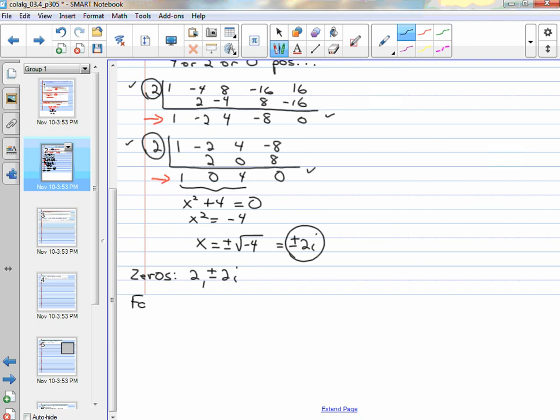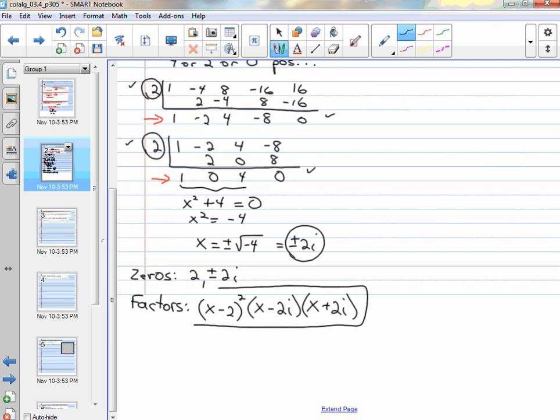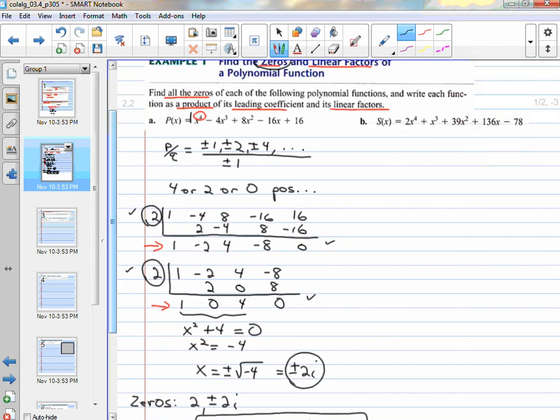Then they said write it as a product of all its factors. Well, if 2 is a factor, x minus 2. And it occurred twice, right? Squared. And then positive 2i is a factor, x minus 2i. And negative 2i is a factor, x minus a negative 2i, so x plus 2i. There's the polynomial written as a product of its linear factors. If you multiplied it all together, you would just be back to where you started.